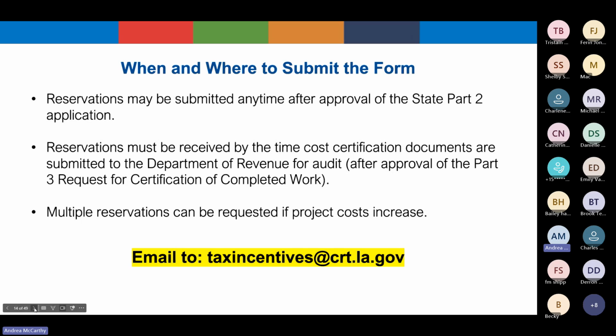Reservations do not have to be submitted with the Part 2, but must be approved before the credit is certified, which is after you have an approved Part 3. Any increases in credit reservations can be handled by submitting an additional reservation form to account for the increase. You do not swap them out or replace the form. You just do an additional one for the increased amount. And if you tune into our next webinar in December, you'll hear more about this process.